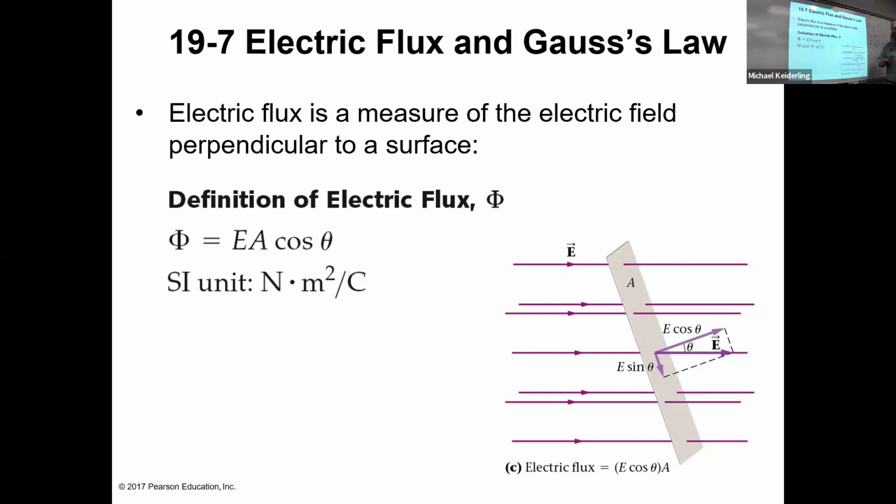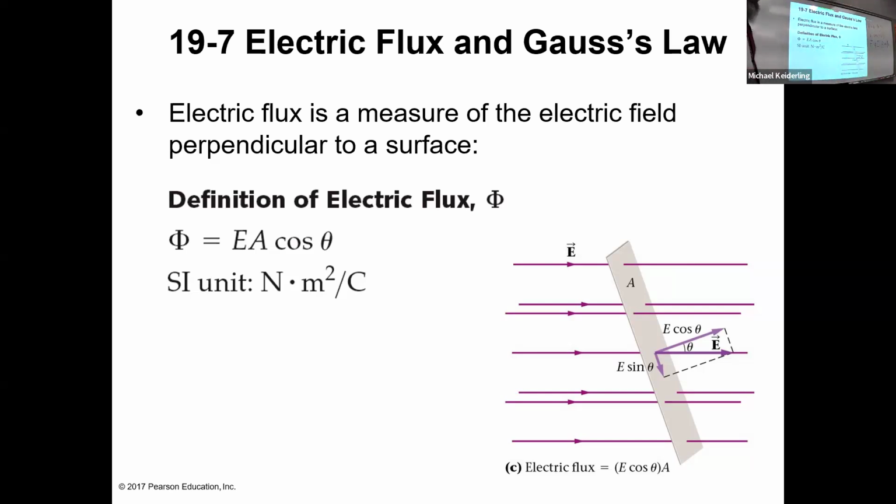So let's talk about electric flux. Electric flux is a measure of the electric field perpendicular to a surface. If I have a surface, one way you can think about it is to think about shadows. Here, I'm blocking a lot of light when the light is coming in perpendicular to this. But if I get it parallel, barely anything makes it through.